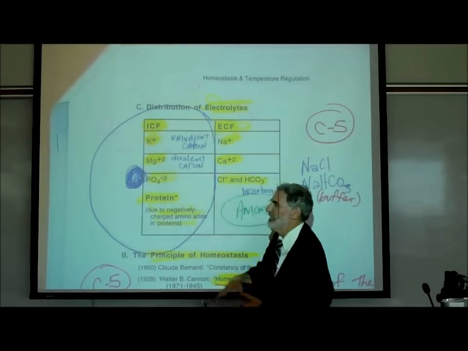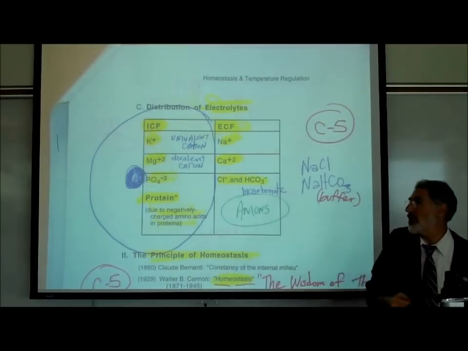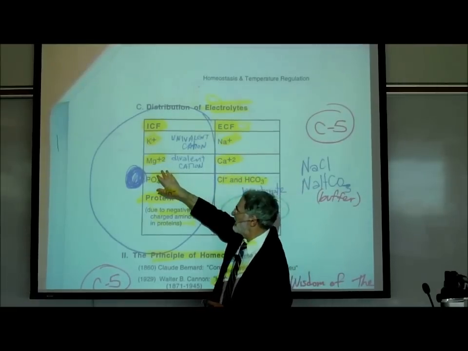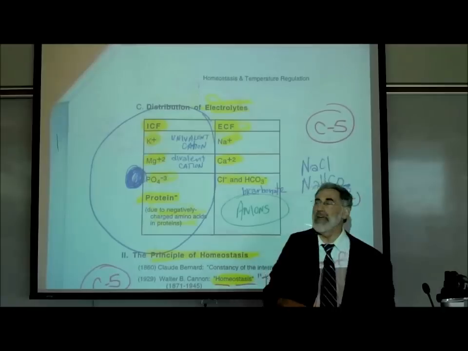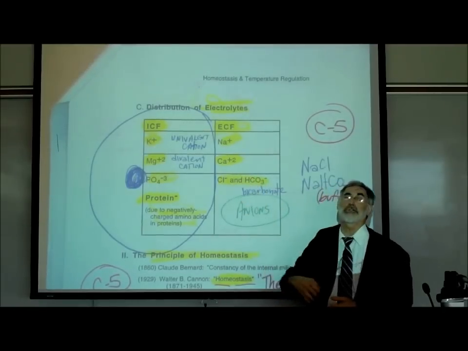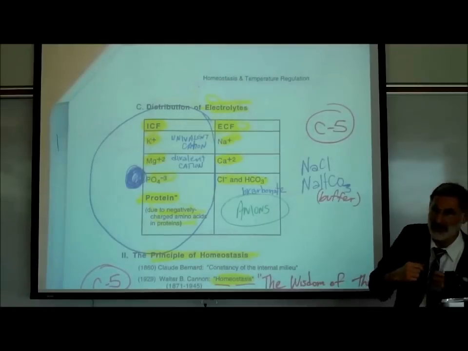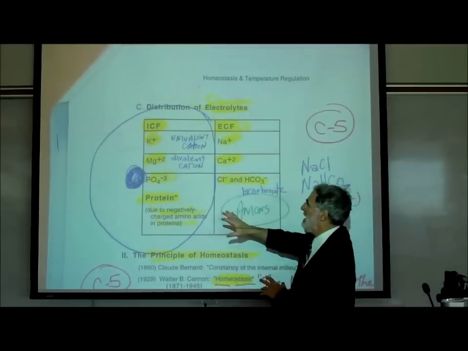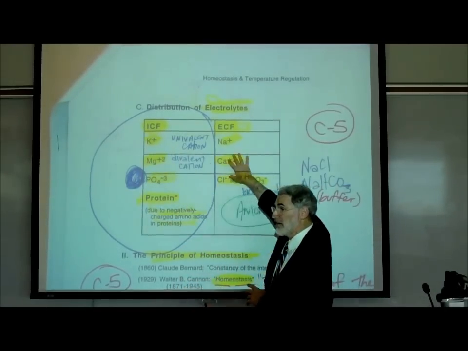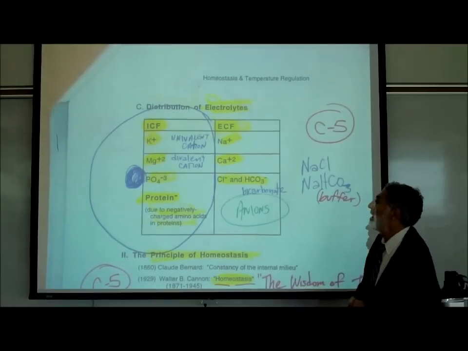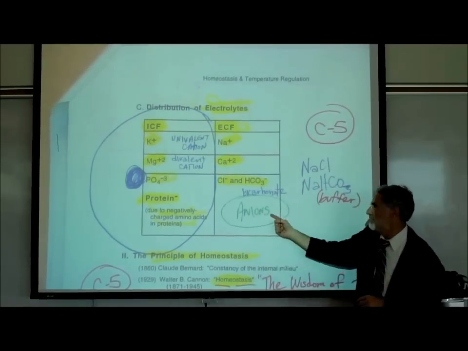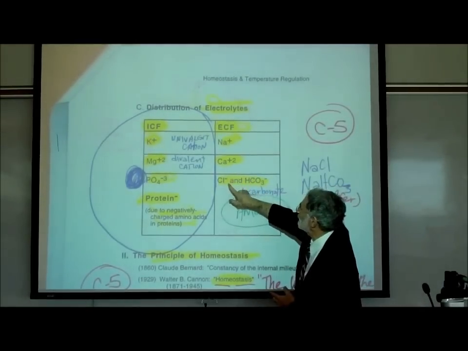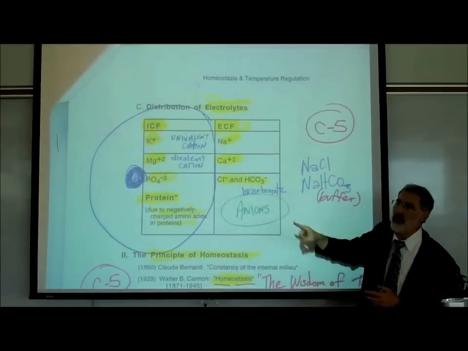Among the divalent cations, plus two charged ions or electrolytes, the major divalent cation on the inside of the cell is magnesium. The major divalent cation in the extracellular fluid is calcium. Again, we haven't explained what that's for, but we're simply pointing out there's a difference in the chemical composition of the fluid inside cells versus the fluid outside cells. The anions have a negative charge. The major anions in the extracellular fluid are negatively charged chloride and bicarbonate.